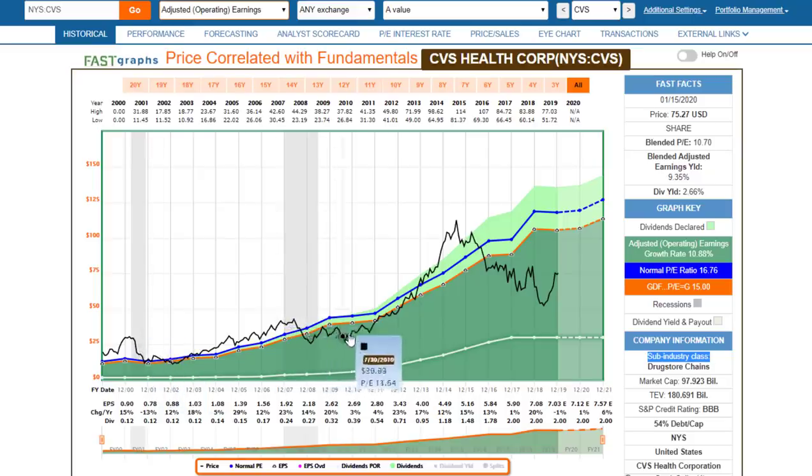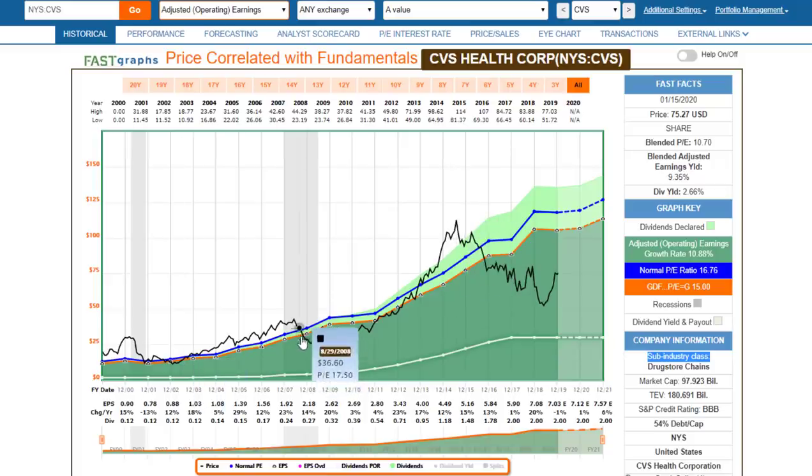There was a period where it got undervalued, and again, there was a 2 or 3 year span here where the stock didn't do that well. Then it became overvalued, and then, of course, now they've made this Aetna purchase, and the stock price went from being undervalued to being highly valued.